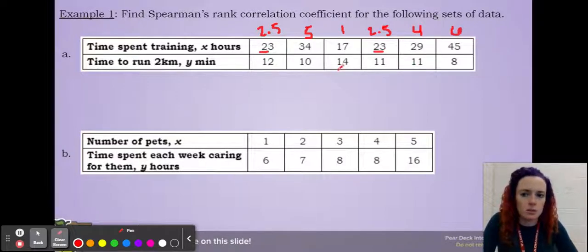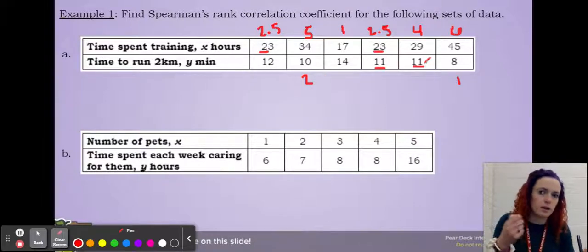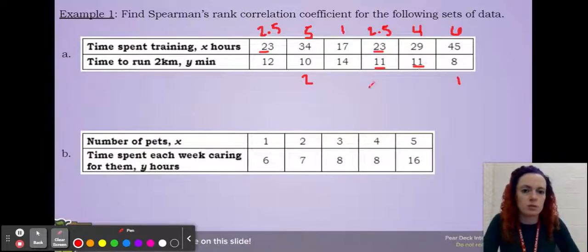I'm going to do the same thing with my times. So my lowest is 8, so that'll get a 1. Next is 10, so that'll get a 2. I have two 11s, so I would be at ranking 3 and 4. So the average of 3 and 4 is 3.5. Next, I have 12, and since I've already used 1 through 4, this is going to get a 5 and a 6 for 14.